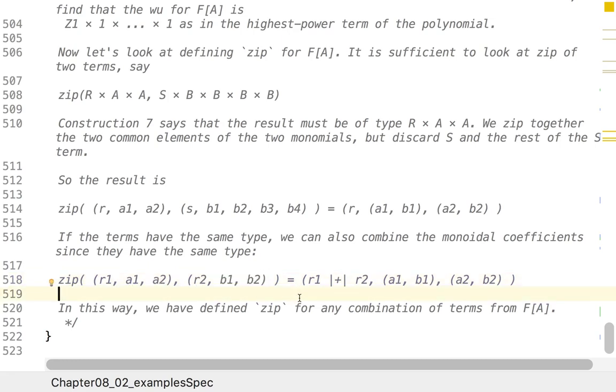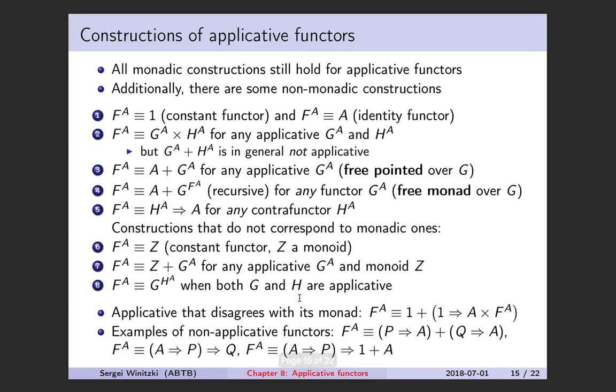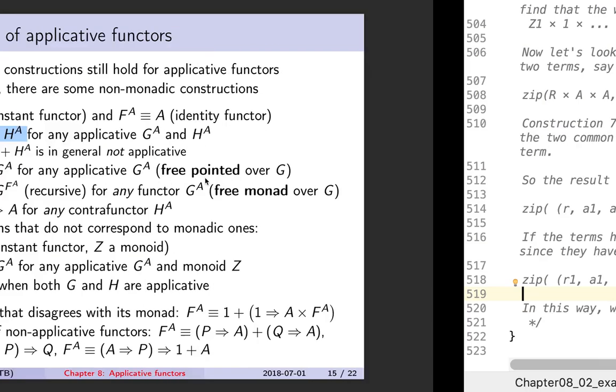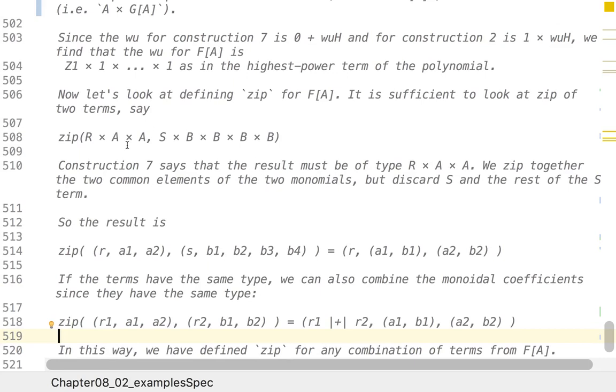So in this way, we can visualize how constructions 2 and 7, as well as constructions 1 and 6, as far as I remember correctly, if I'm wrong. Yes, because we need a constant functor sometimes, we need an identity functor sometimes, and we need these two constructions. So in this way, we have defined how they work through constructions, and we have visualized how they actually work on specific terms of these types.